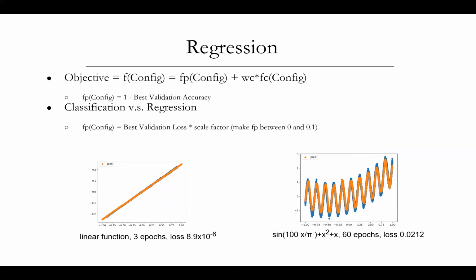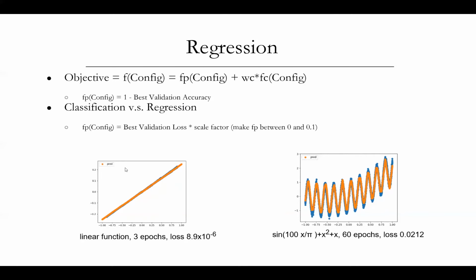And here comes the regression part. In the original paper, the objective function is defined this way, and the performance part is defined as 1 minus best validation accuracy. But for the regression problem, accuracy is not available, so we evaluate our results by loss. We define it in a new way: best validation loss times a scale factor. This factor makes sure this term is between around 0 and 0.1.